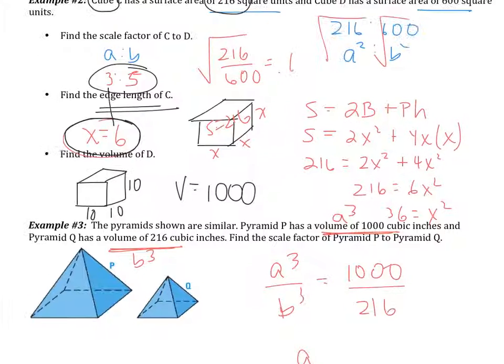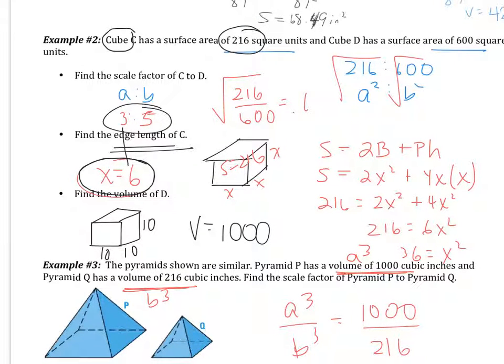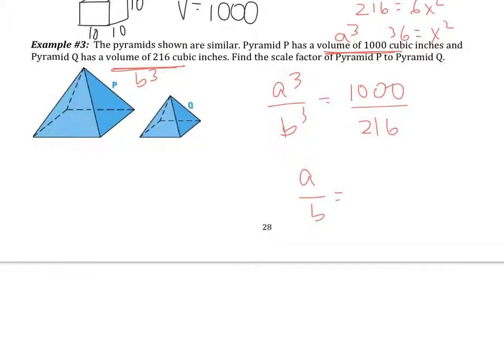What did we do in example 2 when they gave us the surface areas and we wanted to figure out A and B, to get our 3 and 5? We square rooted. But now they gave us volumes. So how do we get A and B? How about cube root? Cube root. So on your calculator, do the cube root button. Hit math. Number 4 is the cube root.